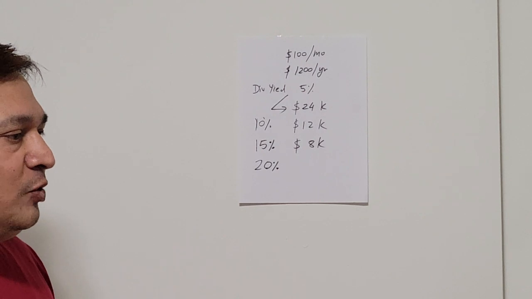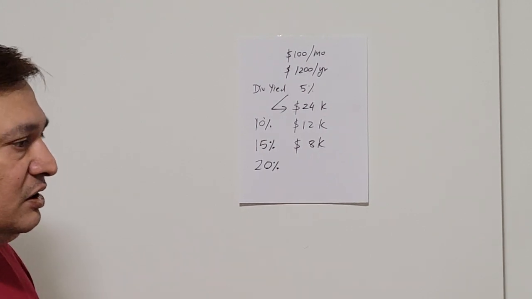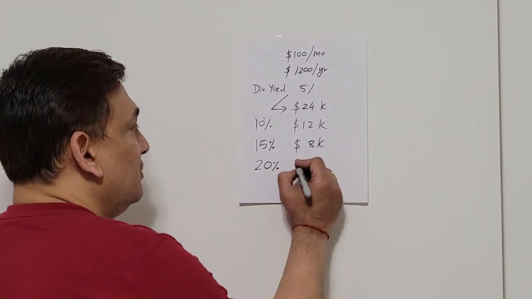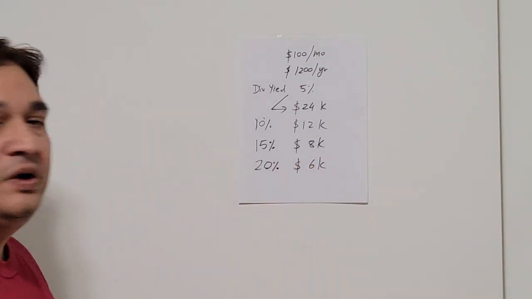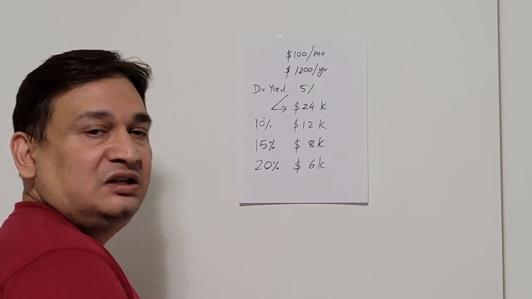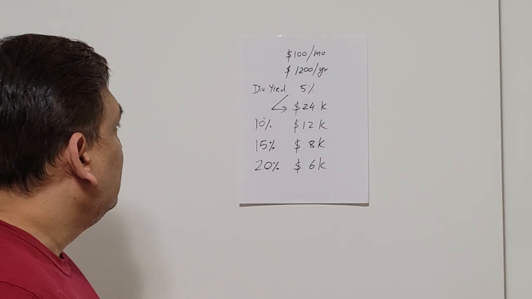You are going to need how much? So 1200 a year, and 20% is the yield. So that would be $6,000. $6,000 is required if you are going to get a yield of 20% to achieve the 1200 per year income target. So these are different scenarios.